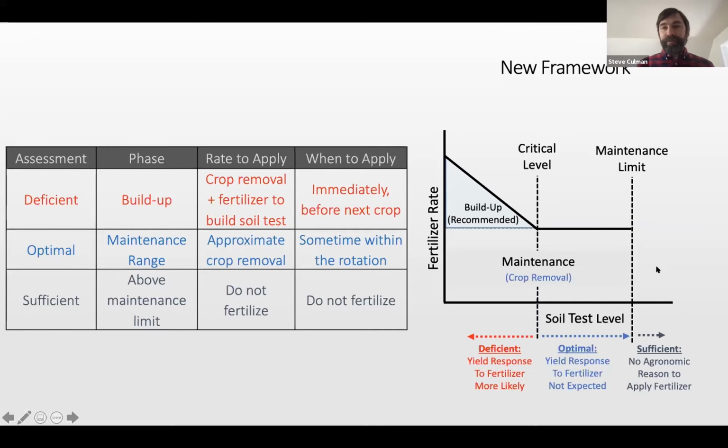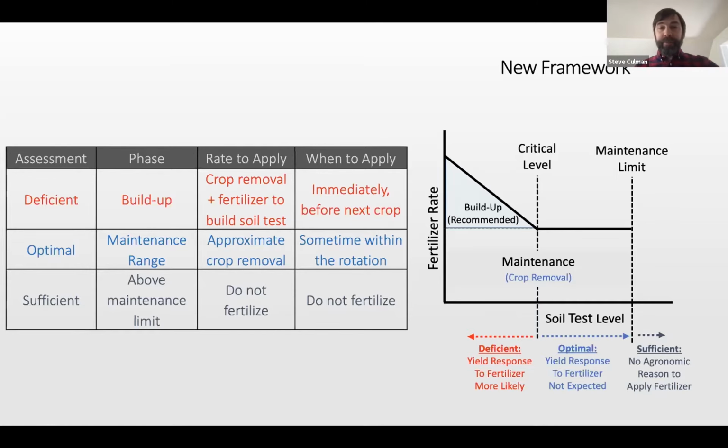Okay. And then when we hit our maintenance limit, instead of drawdown, which is an extra buffer, we've really gotten rid of that just to simplify things. We don't believe you need that. And so we're calling this sufficient, and there's no real agronomic reason to apply fertilizer. It's very unlikely to see a yield response or see any sort of return to that investment, okay? The timing here is important too. So when you're below that critical level, we say apply a fertilizer, either P or K, immediately before you actually plant the next crop, because we believe that you're at risk of seeing a yield loss.